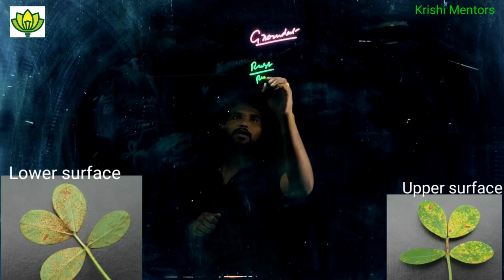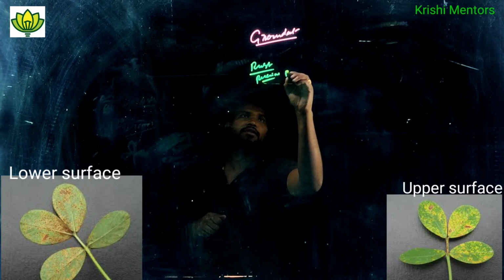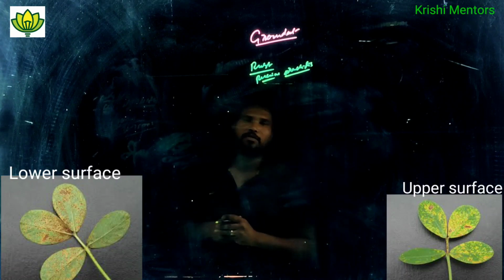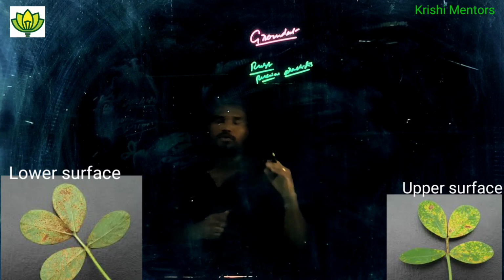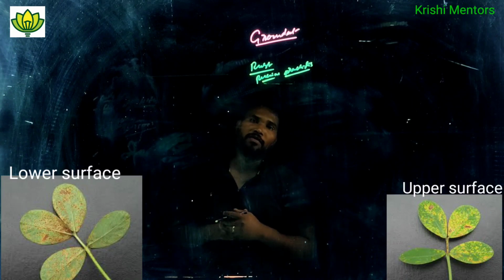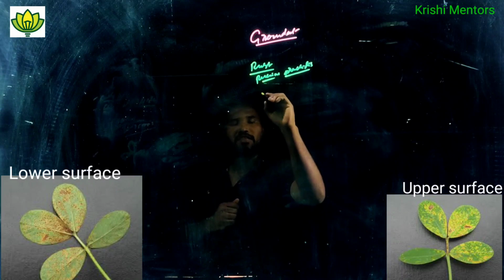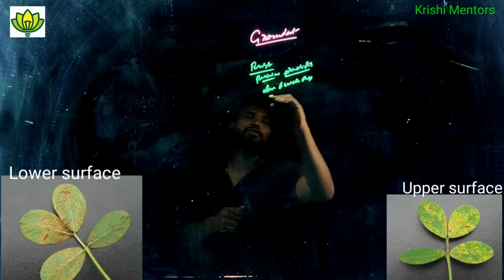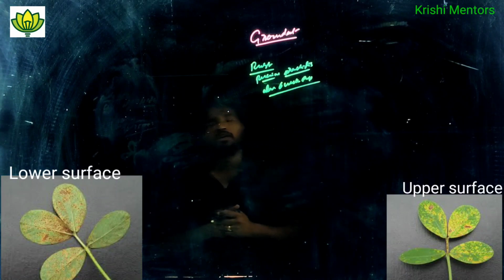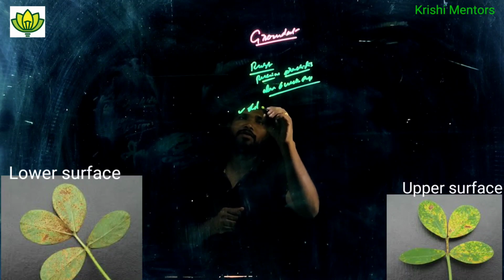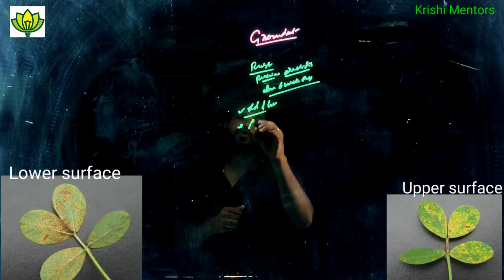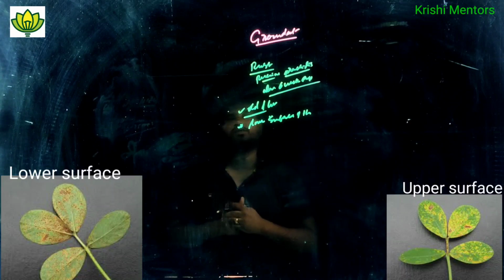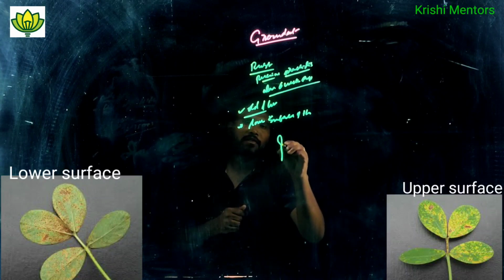Rust, caused by the fungus Puccinia arachidis. These are the symptoms: first appeared on the lower or older leaves of the groundnut plants. This disease comes at about 6 weeks of age. So what are the symptoms? The symptoms first appear on the older or lower leaves, on the lower surface of the leaves.